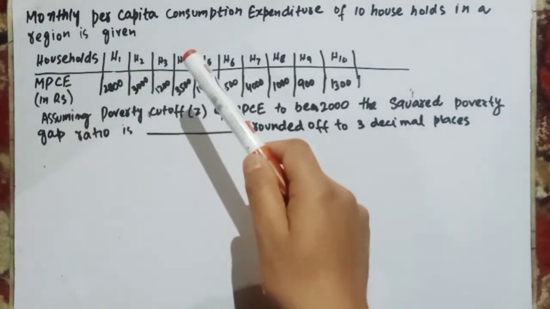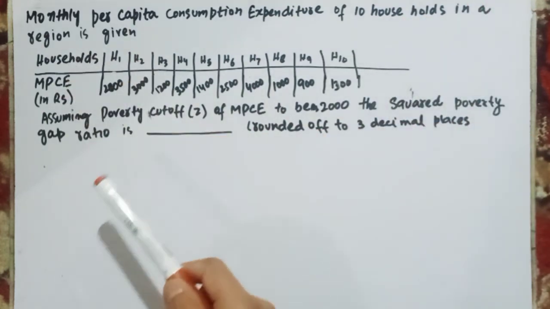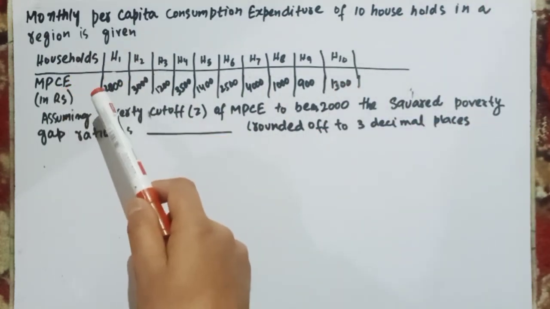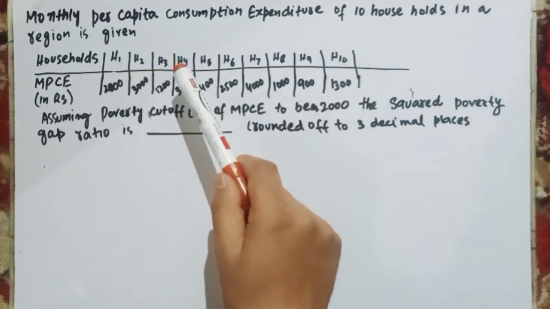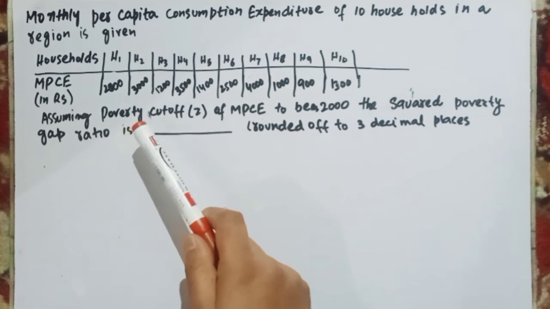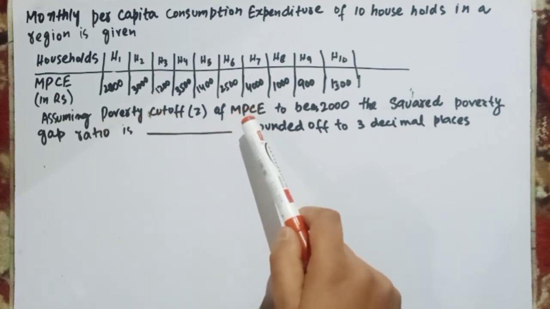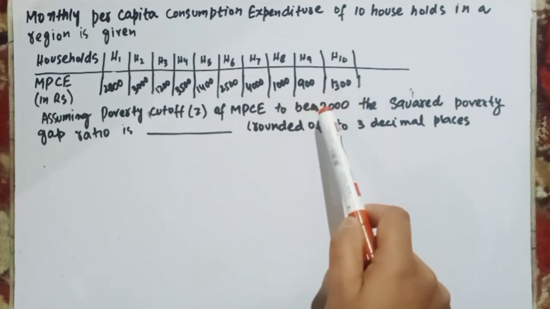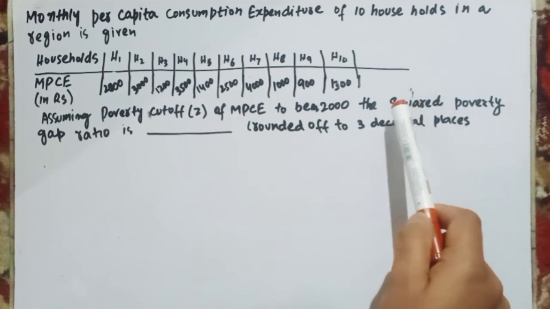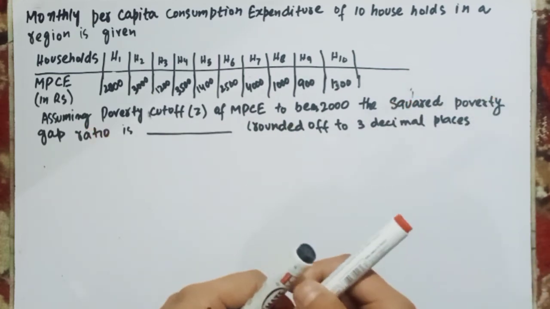The monthly per capita consumption expenditure of 10 households in a region is given by, we are being given the monthly per capita consumption expenditure of 10 individuals here, H1, H2 up to H10. Okay, assuming poverty cutoff, what we call poverty line, of monthly per capita consumption expenditure to be 2,000 rupees, that means poverty line is 2,000. The squared poverty gap ratio is, we have to find out the squared poverty gap ratio.